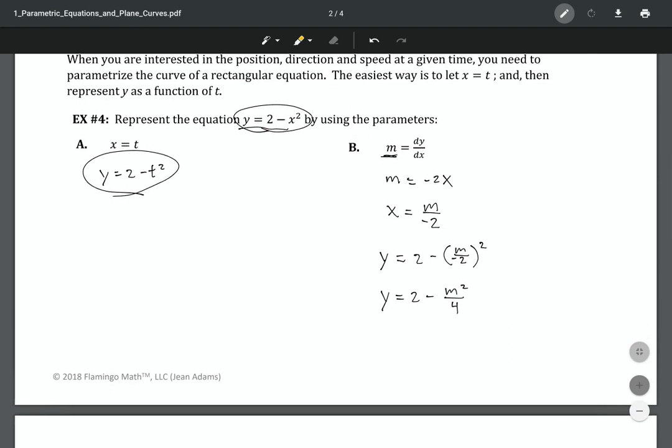So that's pretty much it. All right, that's the answer. So in this case, that's what I get.